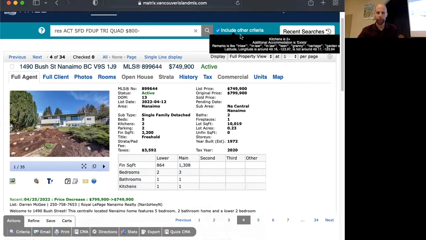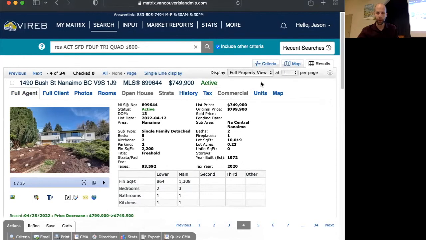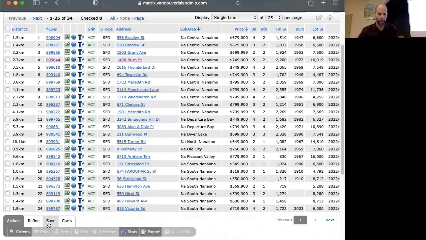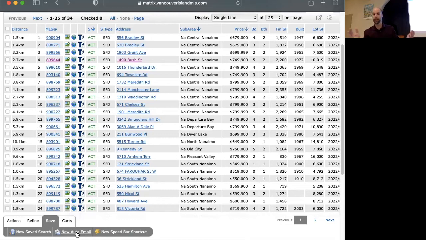So now from the results, I can actually set up an automated email. And I can set this search up for any clients. And what it will do is it will automatically send through all of these properties immediately. And then every day it will send through any new properties that match that criteria.